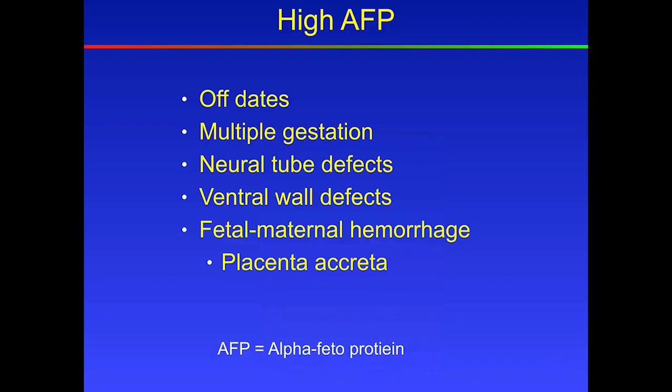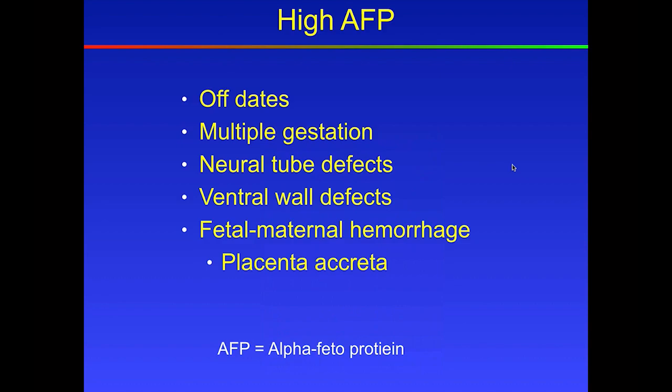Many neural tube defects do present with high AFP. So I'd just like to review with you the causes of high AFP. About 25% of the cases will be due to off dates because it's very dependent on the gestational age. About 5 to 10% will be due to multiple gestations, making more AFP. A smaller percent, up to 7%, will actually have abnormalities like neural tube defects and ventral wall defects like gastroschisis, which have a very high AFP, often 10 multiples of the median.